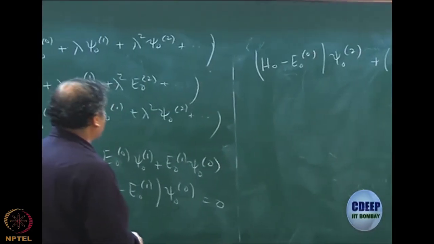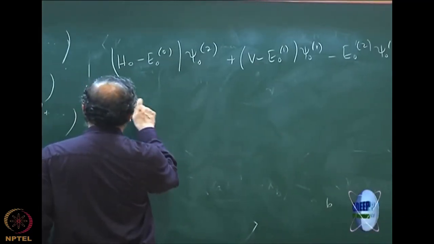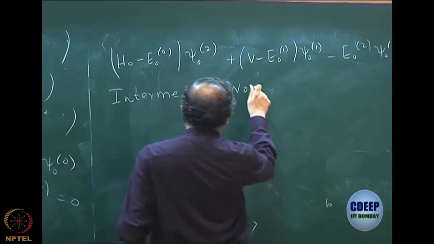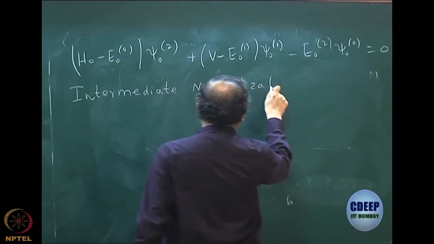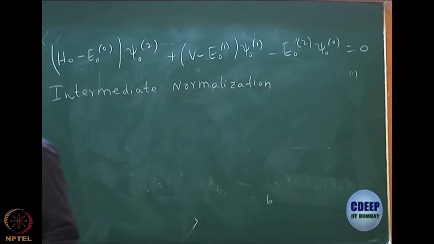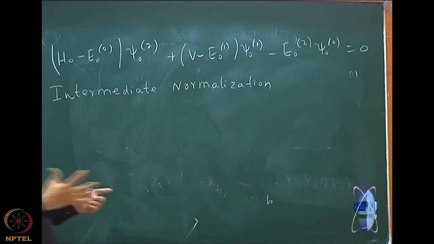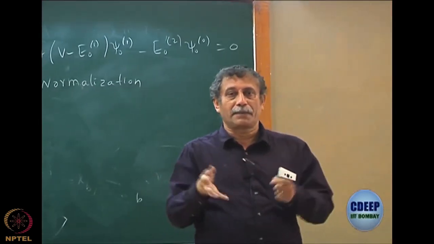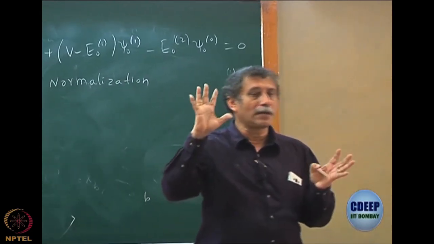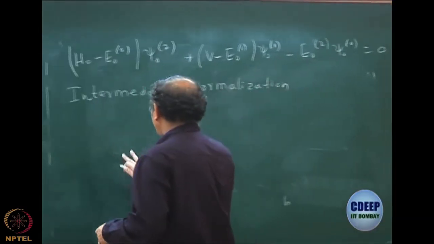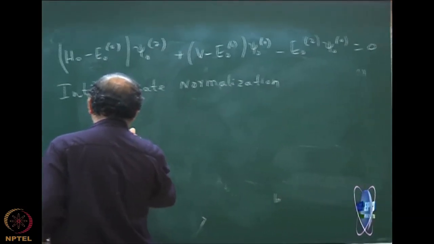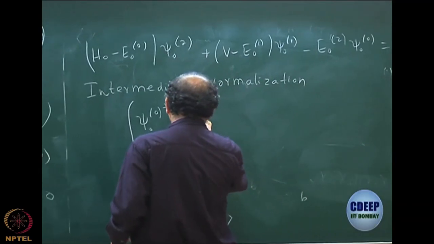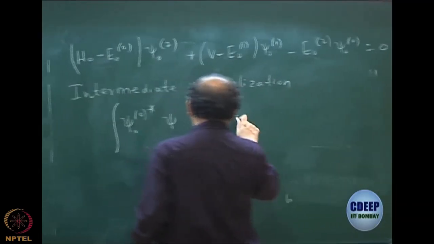Before I do this, let me also say that the perturbation equations are conveniently derived by a normalization, which is called the intermediate normalization. I will spend a little time on this. Note that, what is normalization? You normally say that if you integrate the mod square of the wave function, or complex conjugate multiplied by itself and integrate, it should be 1. That is the normal normalization. In the intermediate normalization, we are assuming something else, that if I do the integration in the following manner, the 0th order with the full d tau, that should be equal to 1.